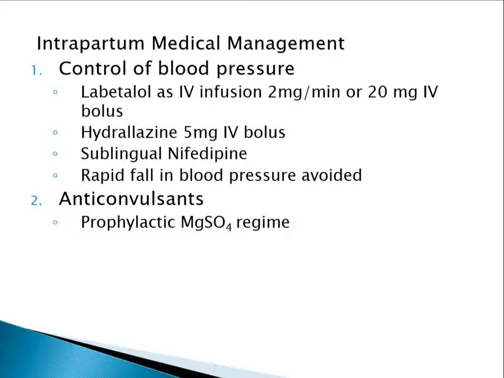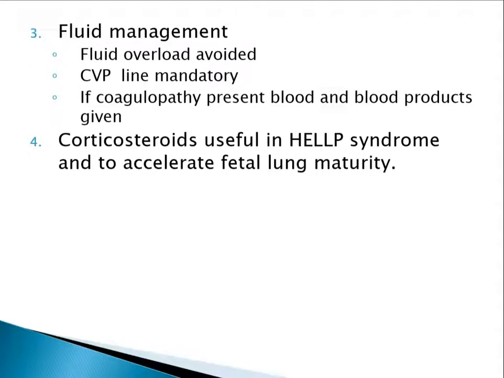Then you can give prophylactic anticonvulsants. Though the patient has not developed eclampsia, though the patient has not developed convulsions, still in severe hypertension, as a prophylaxis, magnesium sulfate you can give. Richard's regimen can be given for 24 hours. This I will tell you while talking about eclampsia. Now, fluid management: fluid overload should be avoided because she can go into pulmonary edema. Central venous pressure line should be used. This is all the general management.